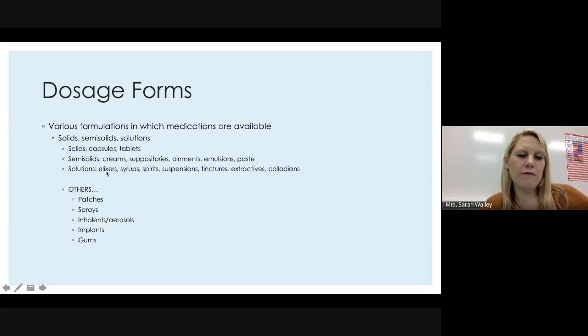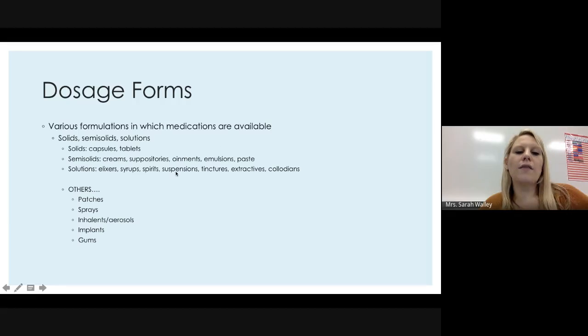Spirits also have an alcohol component to it. You'll see elixirs and spirits in things like, what's it called? Like NyQuil, where they have an alcohol base.